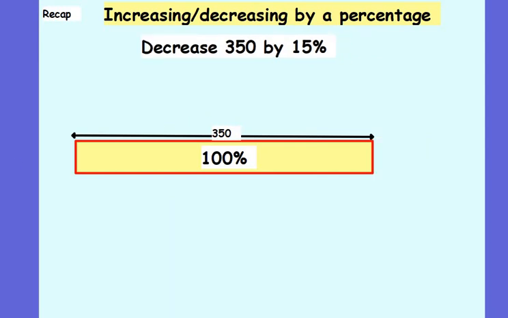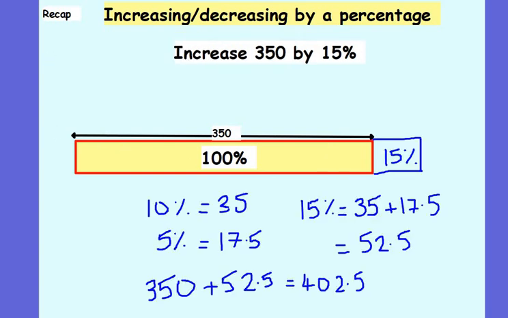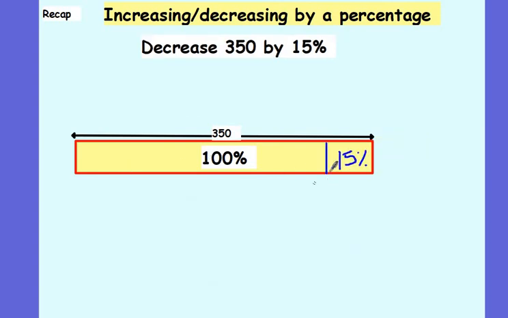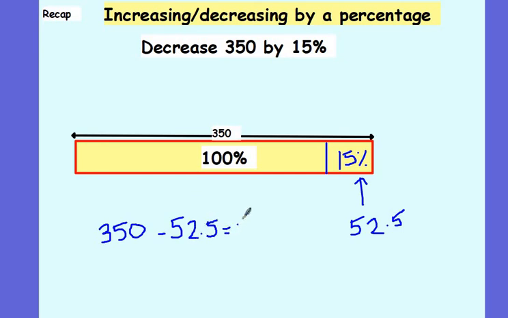So how about if I wanted to decrease 350 by 15%? I want to take away that 15%. Well, we worked out previously that 15% of 350 was 52.5. This time we're decreasing by it, so we need to do 350, take away my 52.5, which gives me 297.5.